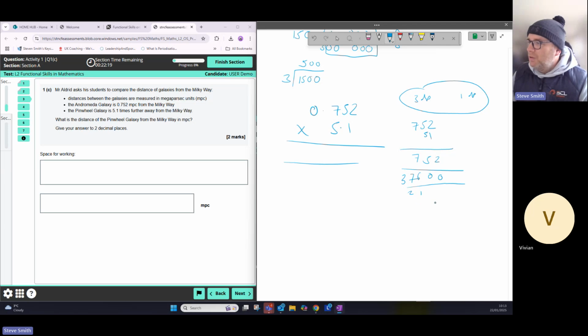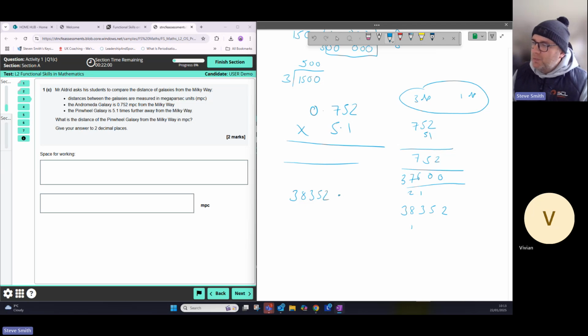So I've now got my 2 numbers I need to add up. 2 add 0 is 2. 5 add 0 is 5. 7 add 6 is 13. 1 add 7 is 8. And 3 add nothing is 3. So I've now got a number here. 3, 8, 3, 5, 2.